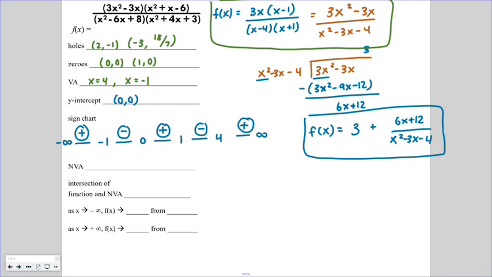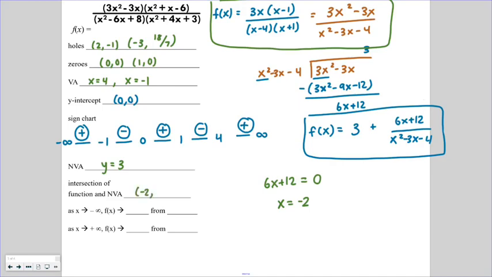So our non-vertical asymptote is always y is equal to our quotient. So in this case, y is equal to 3. And then we go to find the intersection point. So remember that the intersection point, we take the numerator of the remainder and we set it equal to 0 and solve for x. So 6x plus 12, I'm going to set that equal to 0 and solve for x. In this case, x is equal to -2.